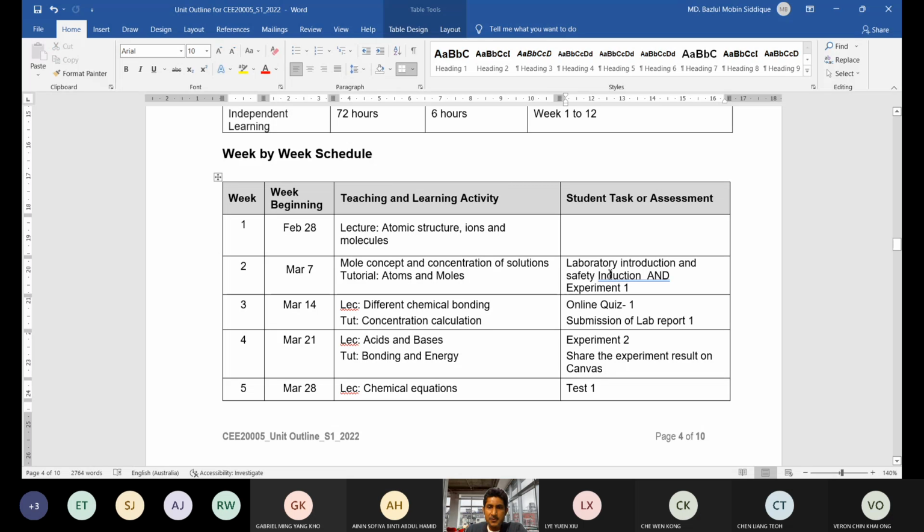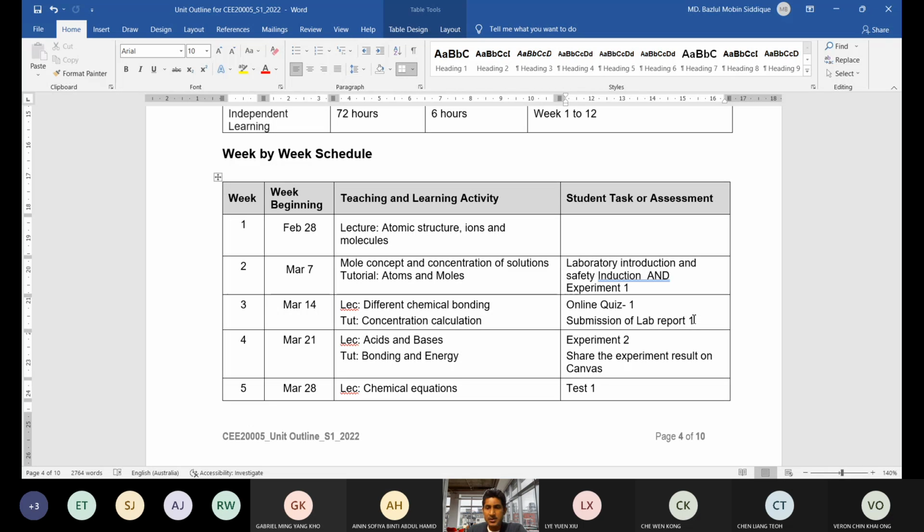And in week 3, before the lab starts, you have to submit your lab report. And this lab report is by group. So every student group will submit one lab report. And the grouping is by the students. So the students will choose their group members.